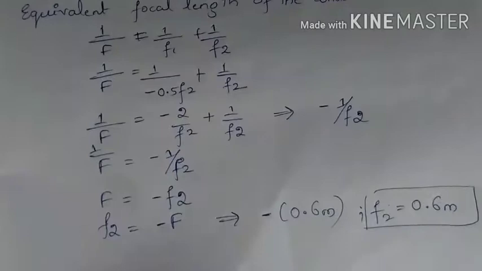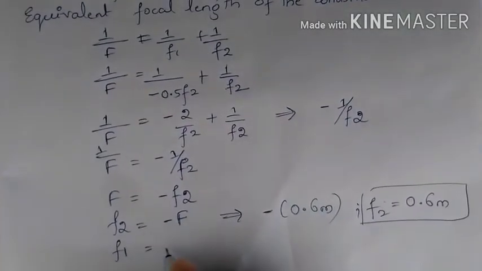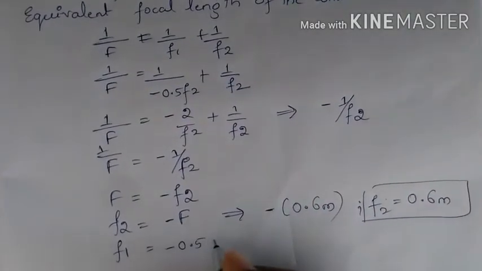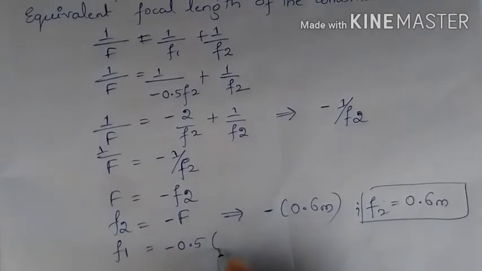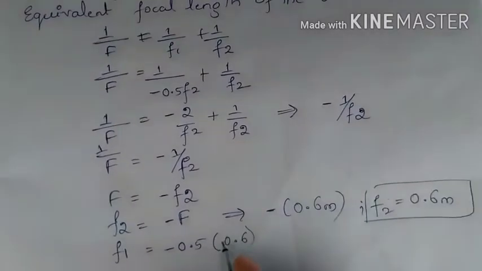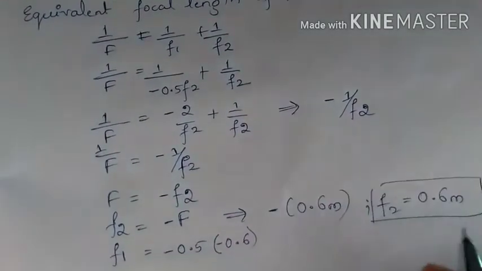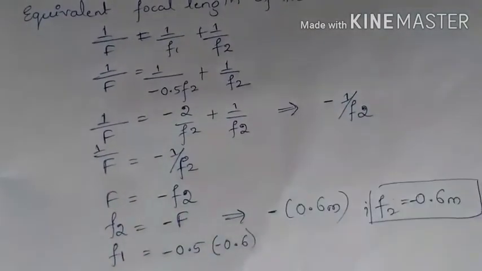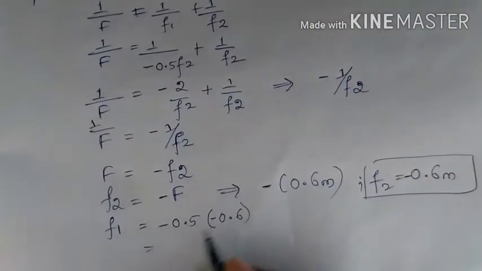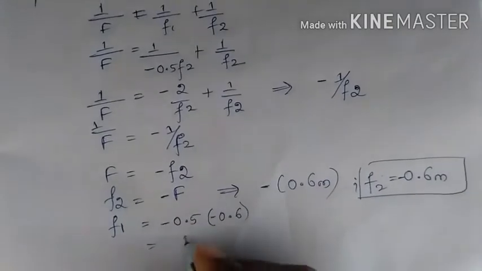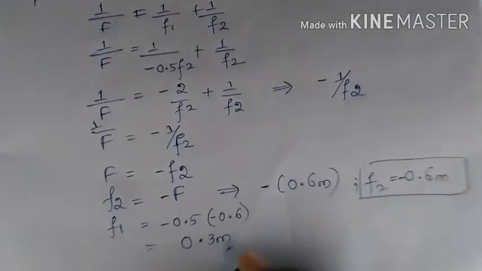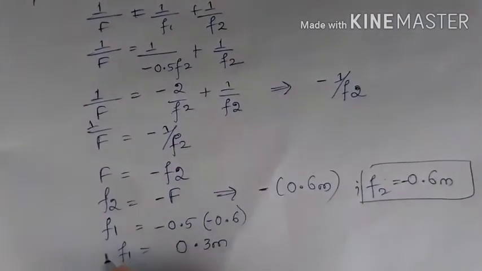Now we need F1. F1 is how much? Minus 0.5 times F2. So F2 is 0.6, minus 0.6. So here it is minus. Now minus into minus is plus, 5 times 6 is 30. So 0.3 meters is F1.